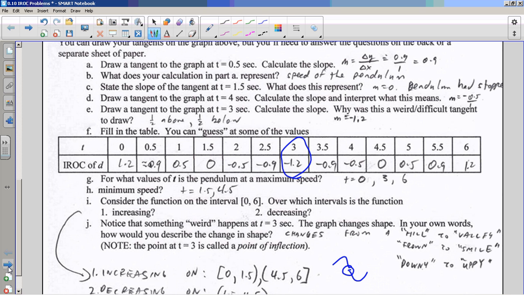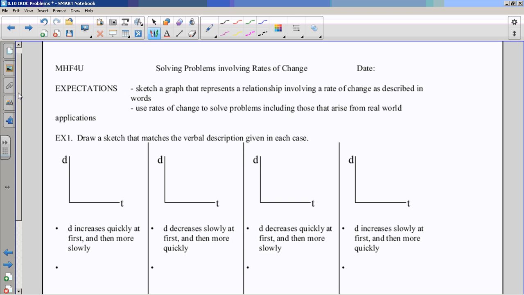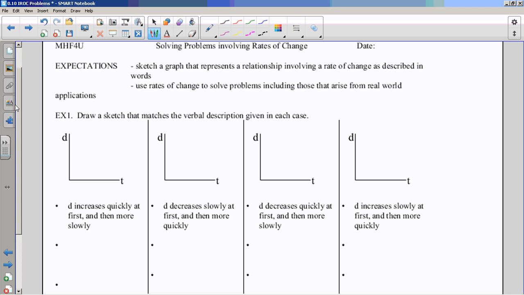On with the last lesson of the day, and the last lesson of the unit, and this is on a handout, so you can just fill it in as we go. I think it's mostly concepts we've talked about, maybe in a little more detail than in the past. So we're asked to draw a sketch that matches this verbal description, and there's space for us to add some more points in here.